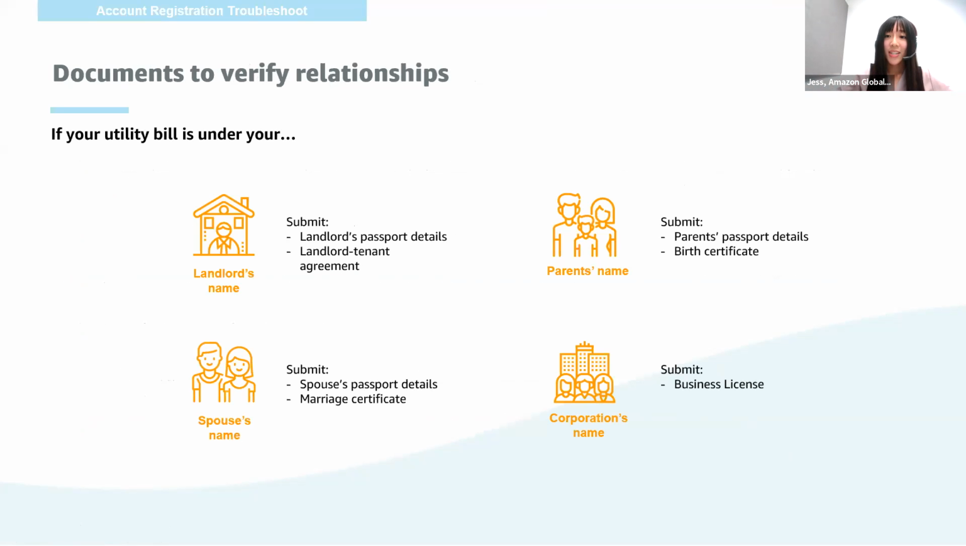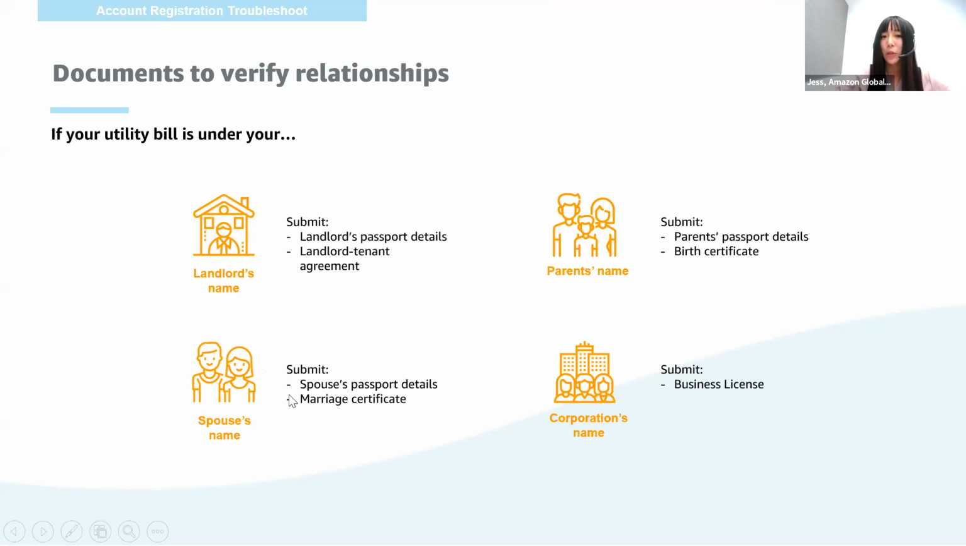Right. So just now I've mentioned, let's say if your utility bill is under your dad's name. In this case, you have to submit your dad's passport details, and you have to submit your birth certificate as well. So the idea is that you need to submit the passport of the owner of the utility bill.